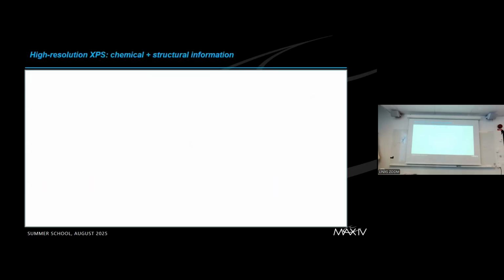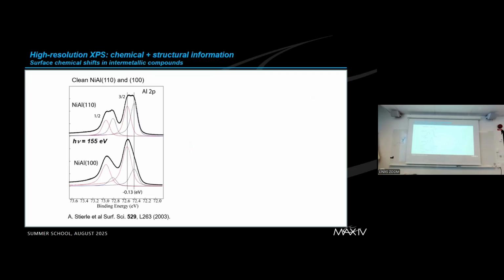Yes, so let's look at some examples now, of how we can extract chemical and structural information from the spectra. This is a very simple example, where you have clean surfaces of nickel aluminum, two different surfaces, and you are measuring the aluminum spectra from these surfaces with a photon energy of 155 eV. You can adjust the photon energy, as I said.